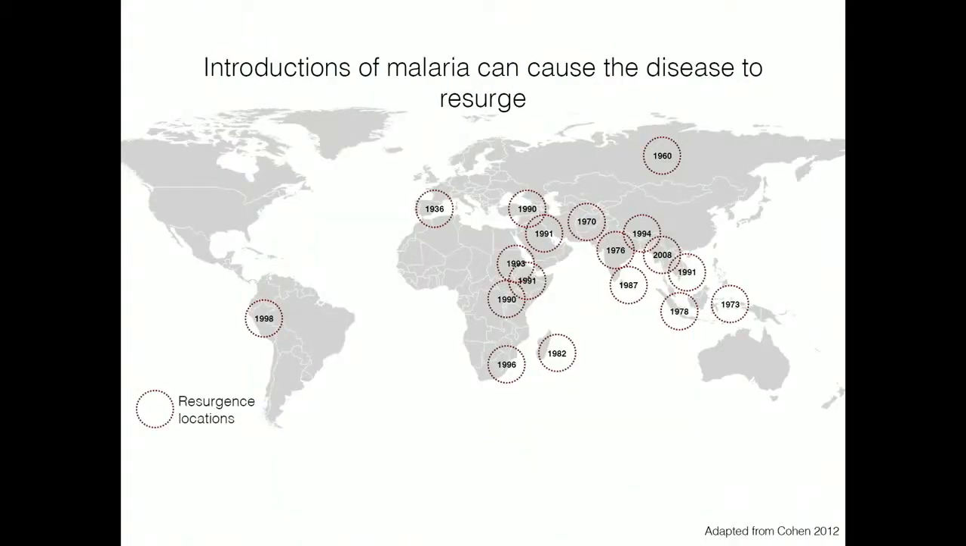And there are a couple of reasons why this is important. One is resurgence events. This is adapted from Justin Cohen's paper that shows what year all these different resurgence events occurred. These are primarily countries that are either eliminating or controlling malaria, where it led to secondary cases after international introduction events primarily.